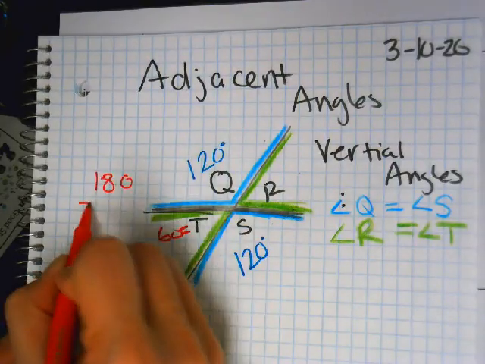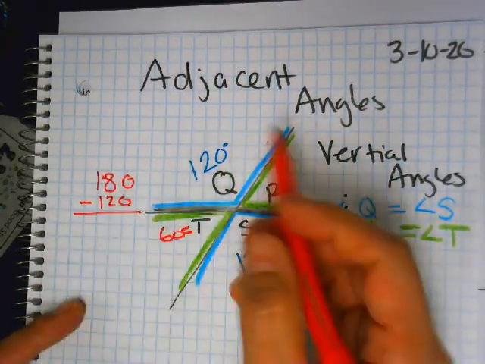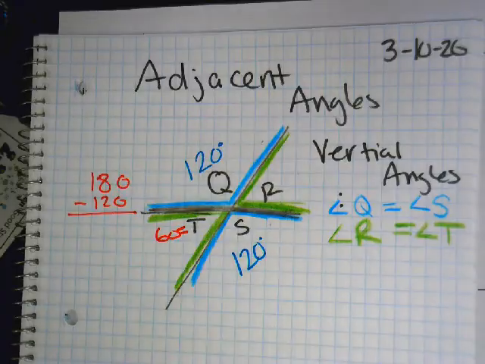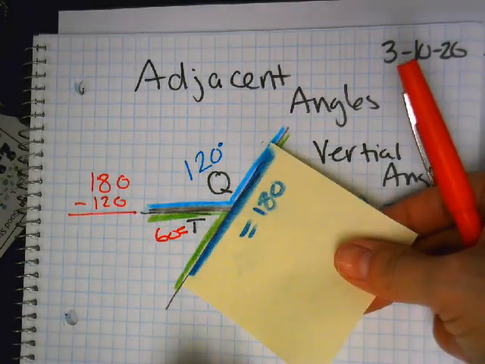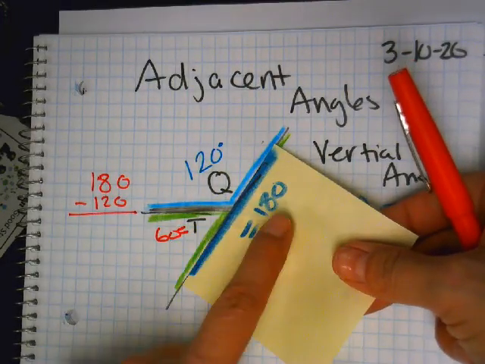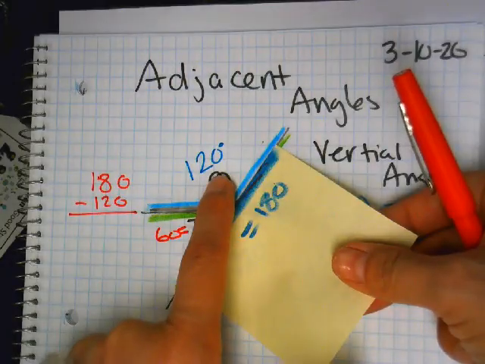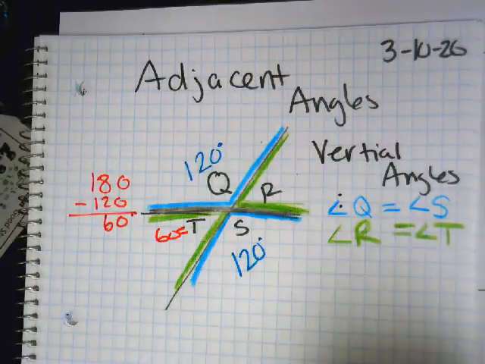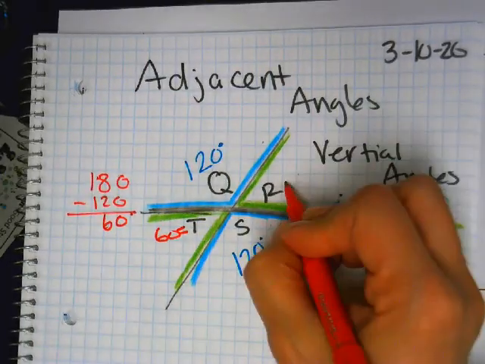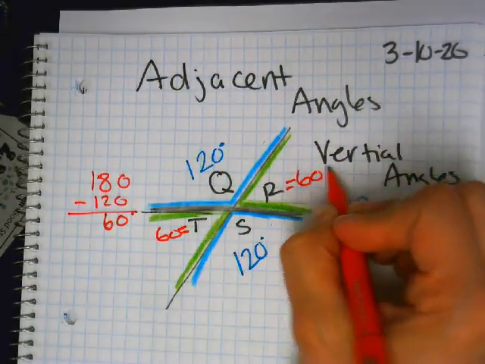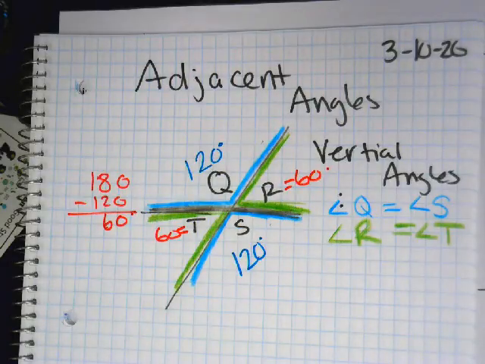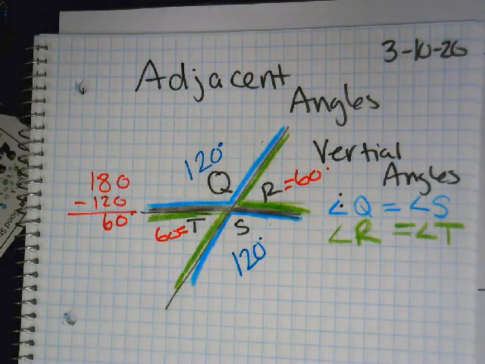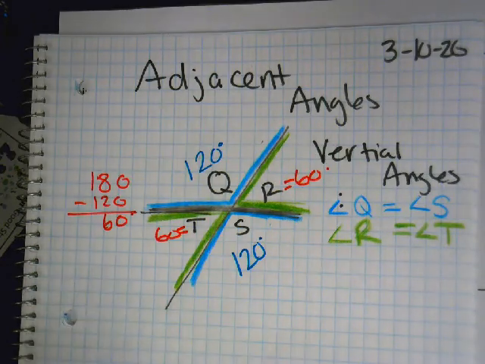Minus 180. So, we know, I have my sticky from yesterday. This is supplementary, right? So supplementary equals 180. So I know this is 120. I subtract, I'm left with 60 degrees. So what is R equal to? 60 degrees. All right, that's what we did yesterday. Little review of yesterday. Okay, now let's jump into adjacent.